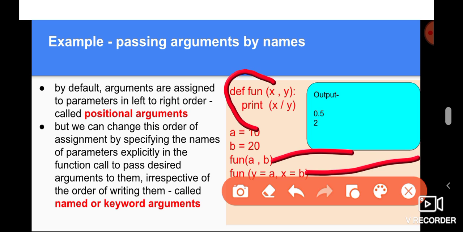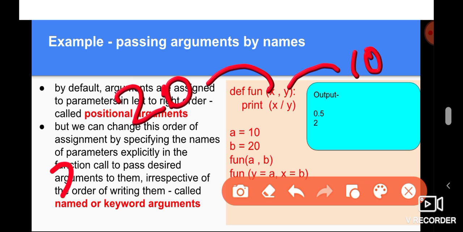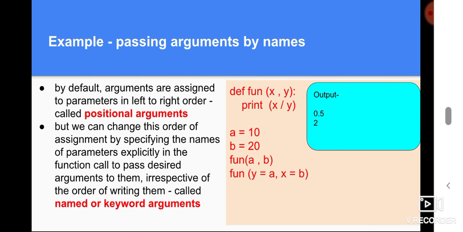And in the second function call, when we passed the value of a, which is 10, to y, y got the value 10, and parameter x got the value of b, which is 20. Now x divided by y, that means 20 divided by 10, gives us 2, so the value 2 was printed. So this is how we can change the assignment of arguments to parameters.